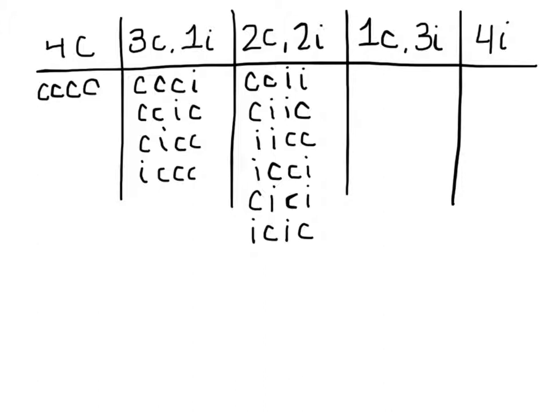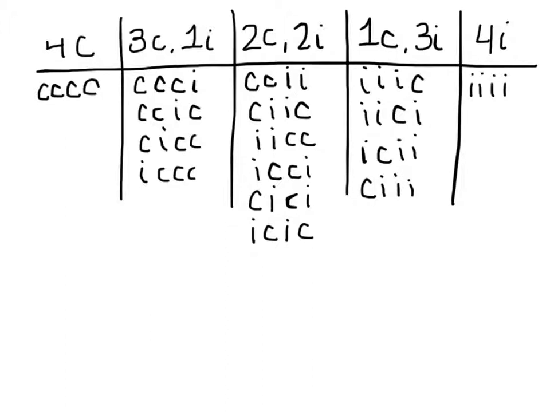All right, now this 1 correct, 3 incorrect is going to be the exact opposite of 3 correct and 1 incorrect. So I'm going to start with 3 incorrects and a correct. Maybe I get the first 2 wrong and the third one right. Maybe I get the second one right. Or I could get the first one right. And finally, for 4 incorrect, the only option is that I just get them all wrong.